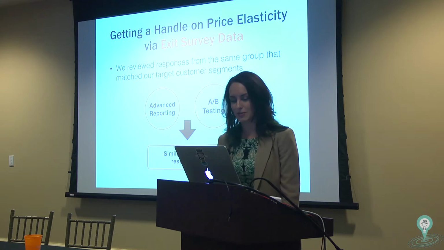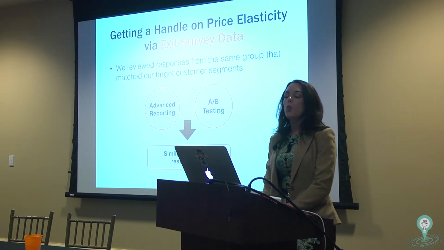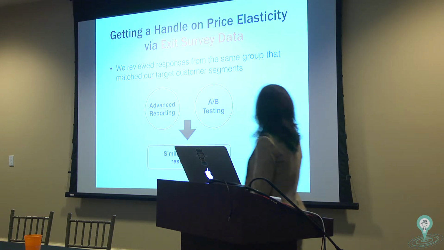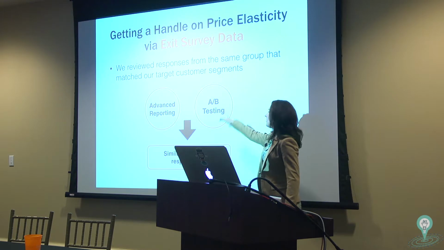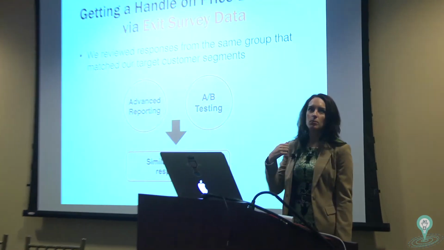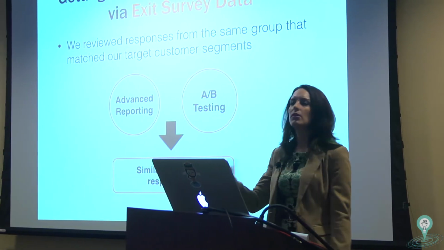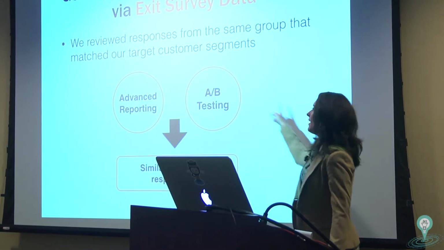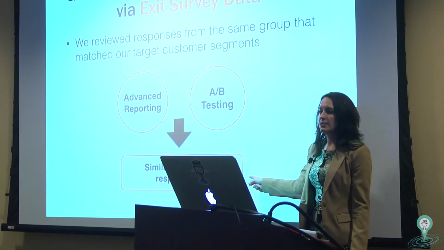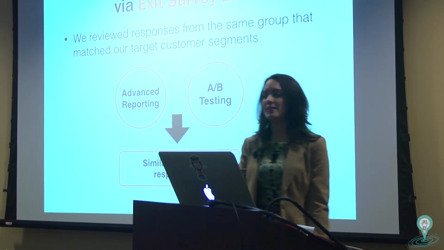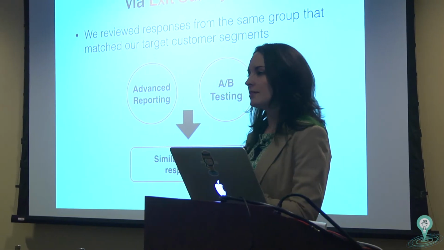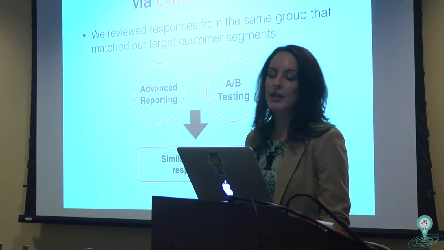And again, I go back to the exit survey. We reviewed responses from the same group that matched our target customer segments. Remember how I said these people had some really common account details? They all had pretty large lists. They were paying us a certain amount. They were sending a certain number of campaigns. So we took all of that descriptive information, and we looked for users who responded to the exit survey and had similar account information so that we could get an idea that maybe these were analogous, similar types of customers, right?